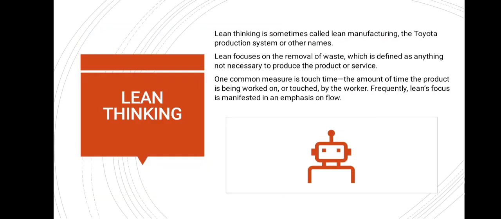Lean. Lean is a systematic approach to manufacturing, rooted in the Toyota Production System. Lean focuses on removing waste, which is any activity not necessary to produce the product or service. It combines touch time, the amount of time the product is being worked on, with a frequent focus on improving the flow.